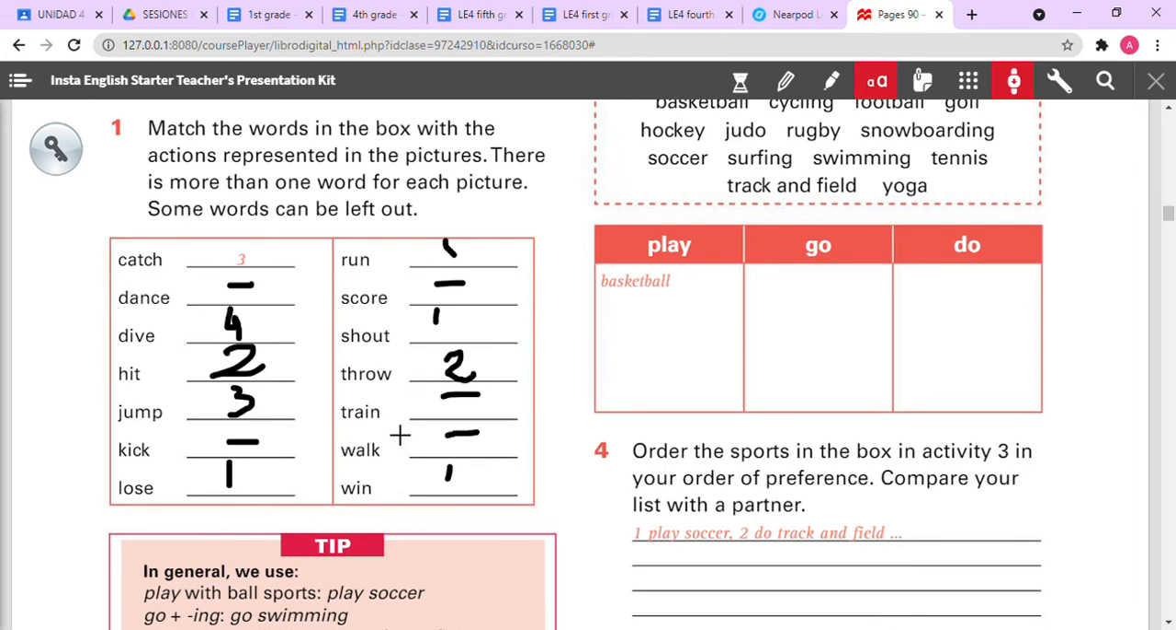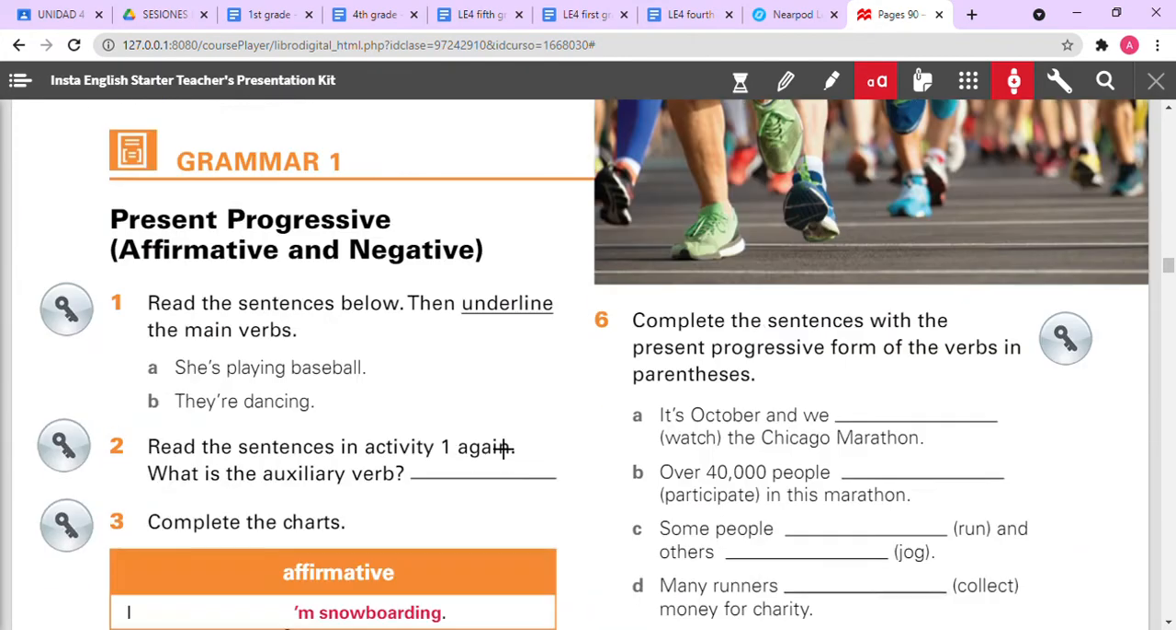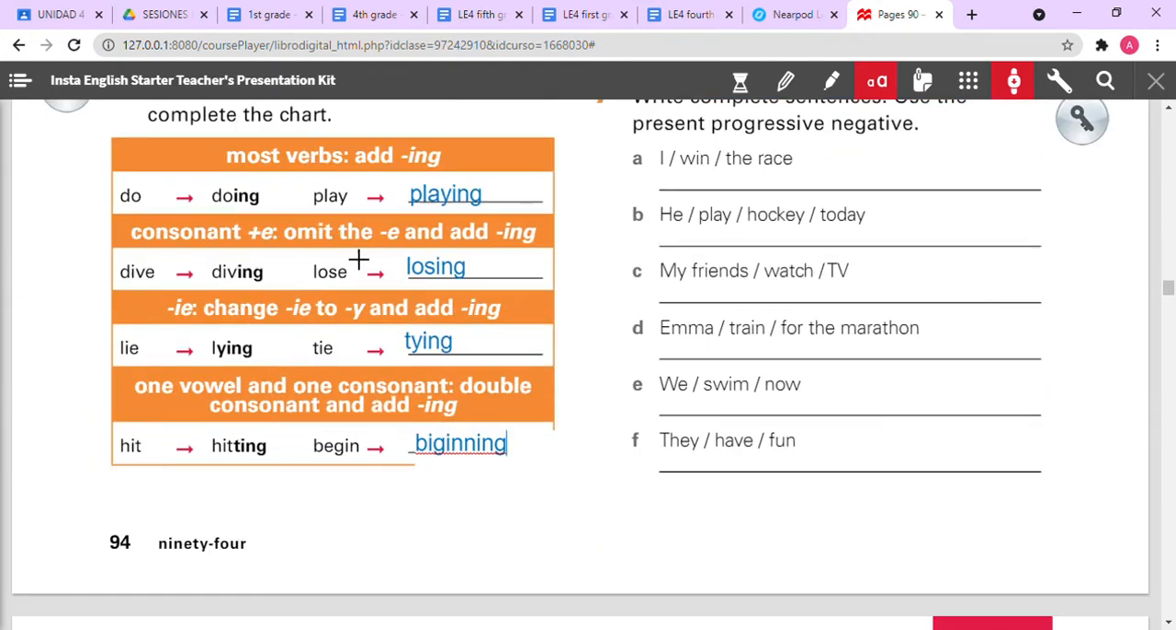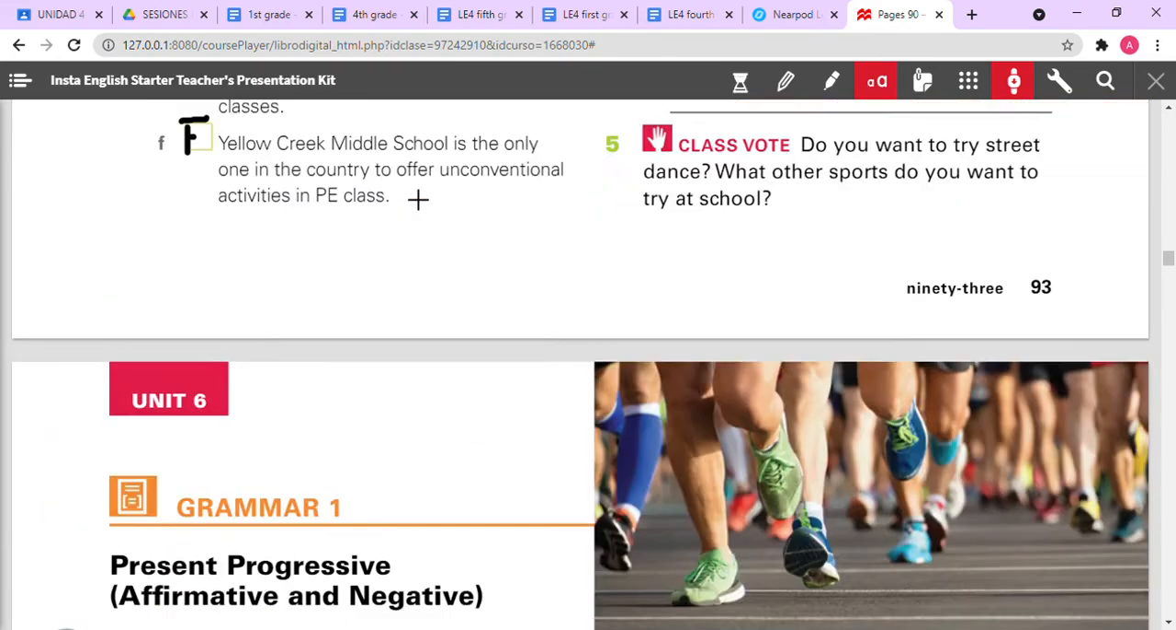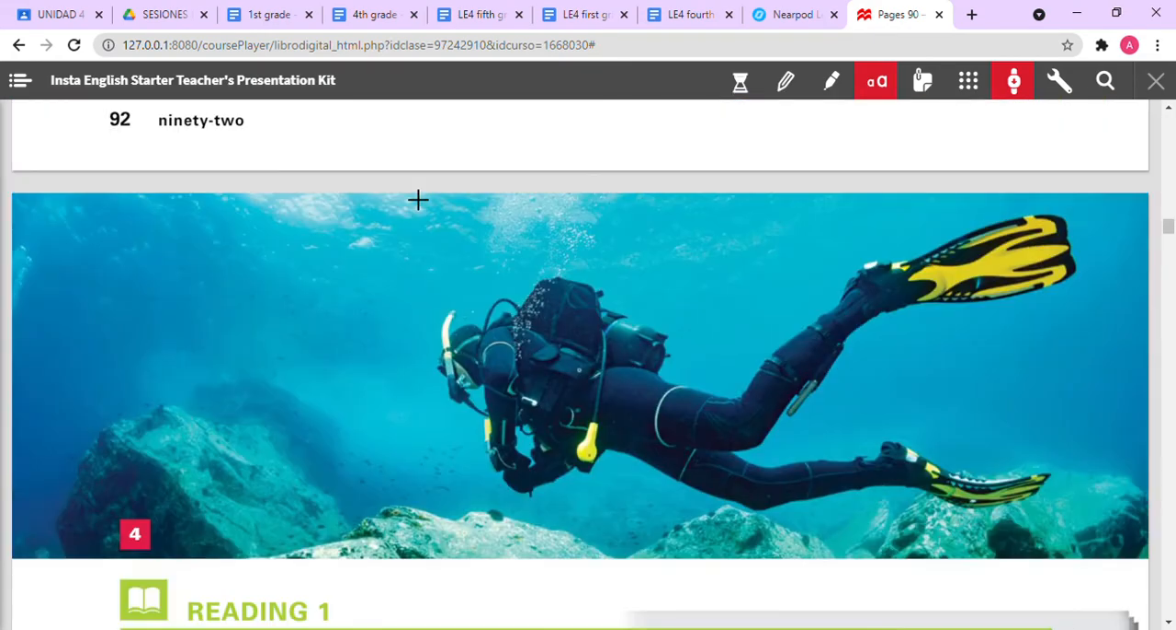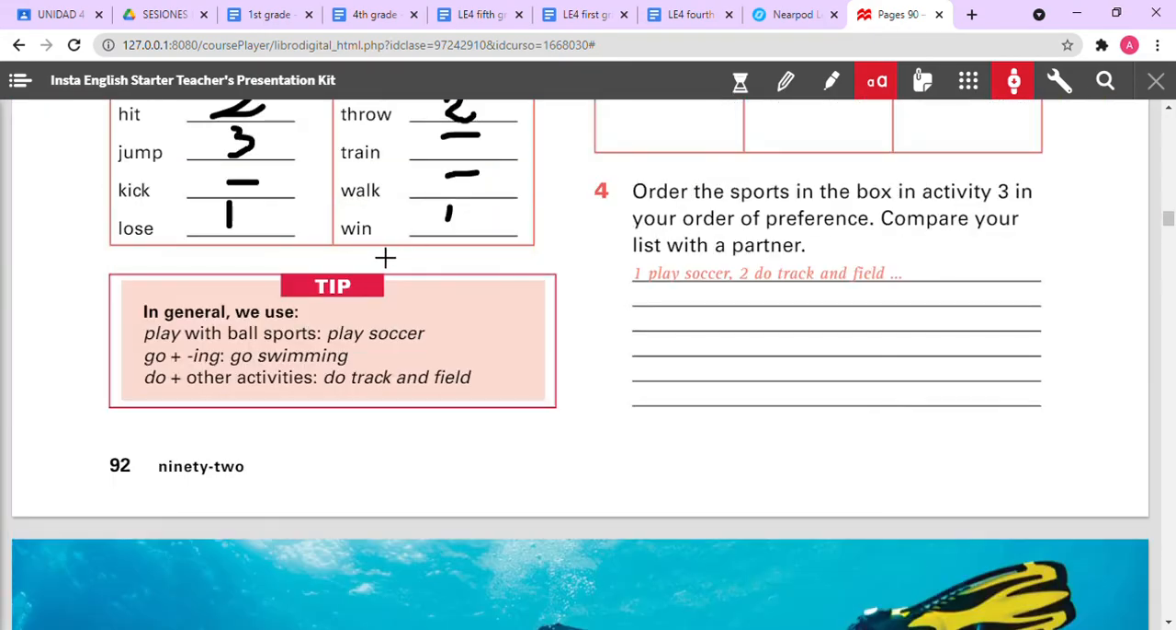Training. Consonant, vowel, consonant? No, it's consonant, vowel, vowel. Training, normal, in the first category. Walk, walking, the first category. Most verbs add ing. And the last one is win. Consonant, vowel, consonant. The last consonant is repeated. Win, winning. Double N. Winning.